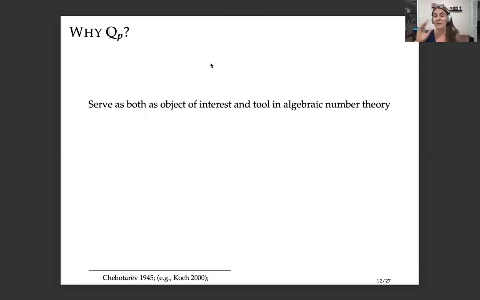Okay, so why do we care? Before defining what the p-adics are, why do we actually care about them? These things serve as both an object of interest and also a tool in algebraic number theory. If you've ever seen a result on finite dimensional Fourier frames that says that if you take a submatrix of a prime order discrete Fourier transform matrix, then it is always going to be invertible, that comes from Chebotarev, and that result was actually proven with the help of the p-adics. So the p-adics come up as a very useful tool.